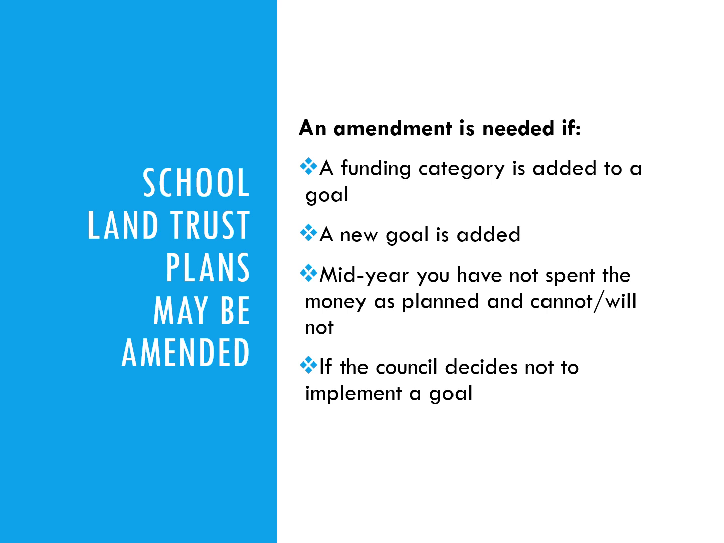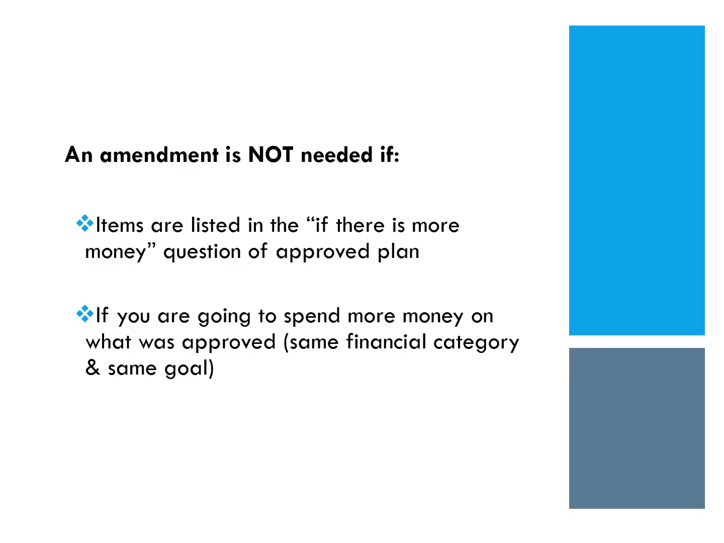An amendment is needed if a funding category is added to a goal or a new goal is added. An amendment is also needed if mid-year you have not spent the money as planned and cannot or will not be able to, or if the council decides not to implement a goal. An amendment is not needed if the items purchased are listed in the "if there is more money" question of the approved plan, or if you're going to spend more money on something that was already approved in the same financial category and the same goal.